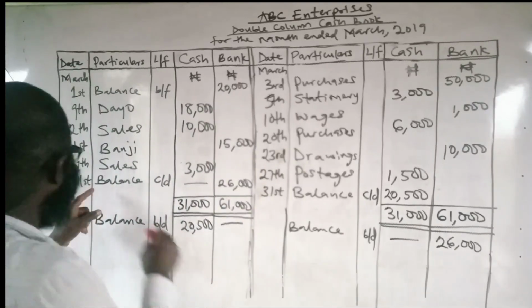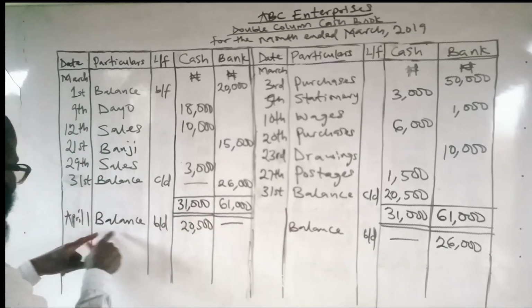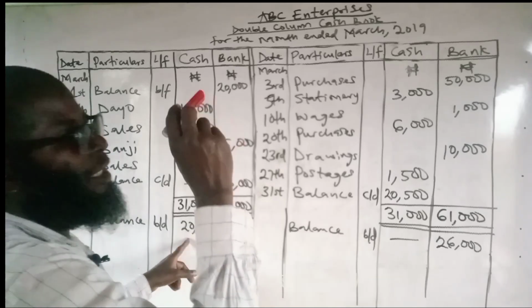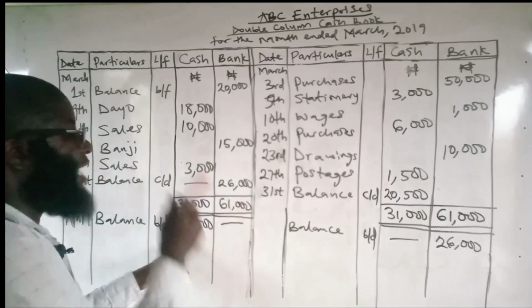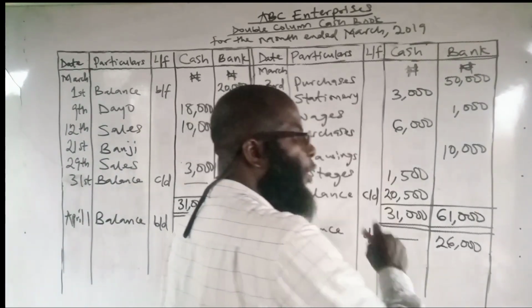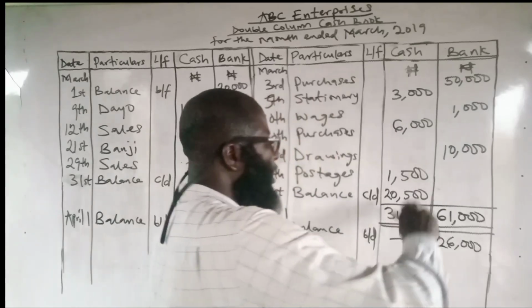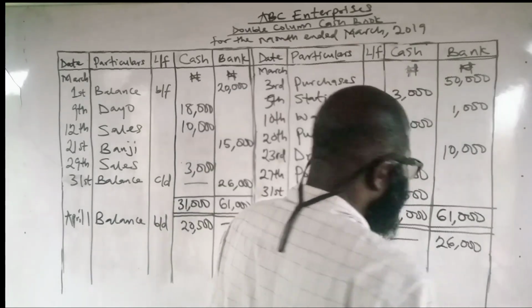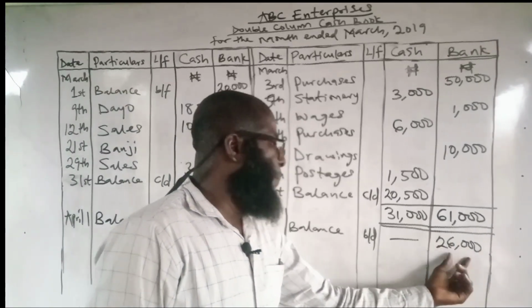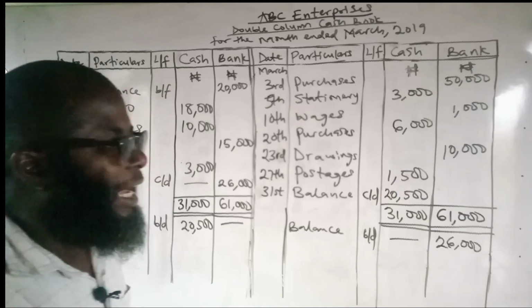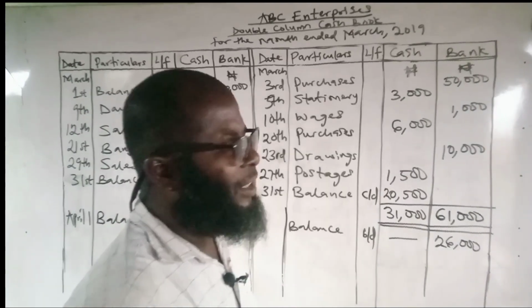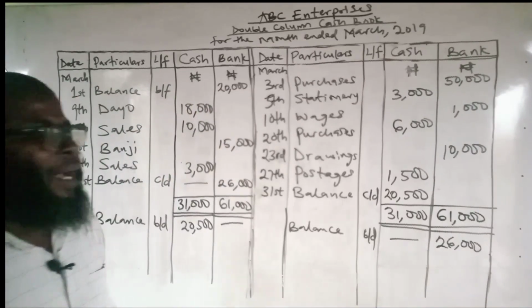going to write this very particular one, this balance brought down on the cash column. This will represent the balance brought forward on the debit side under cash column, while this will represent balance brought forward on the credit side under bank column, meaning that it is not something that favors him. He still owes the bank 26,000 naira. This is how to prepare a double column cash book that has to do with the bank overdraft. I mean the credit closing balance.